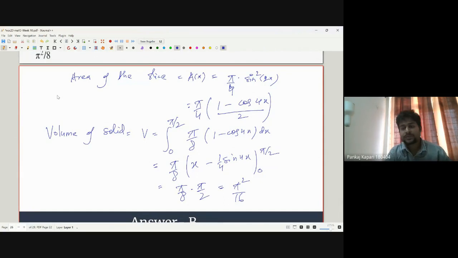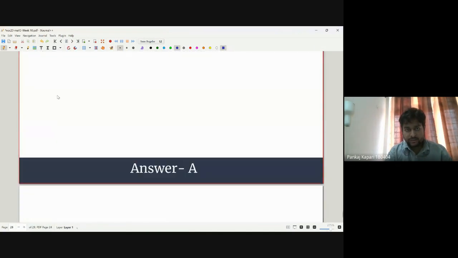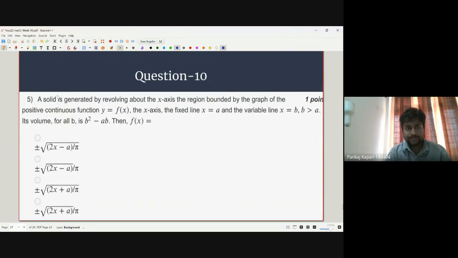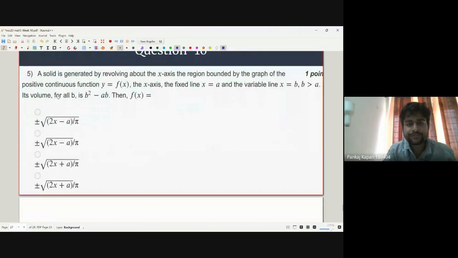Okay, so I think now I am left with this last problem, and we have only 2 minutes. So let's finish this last problem. Okay.